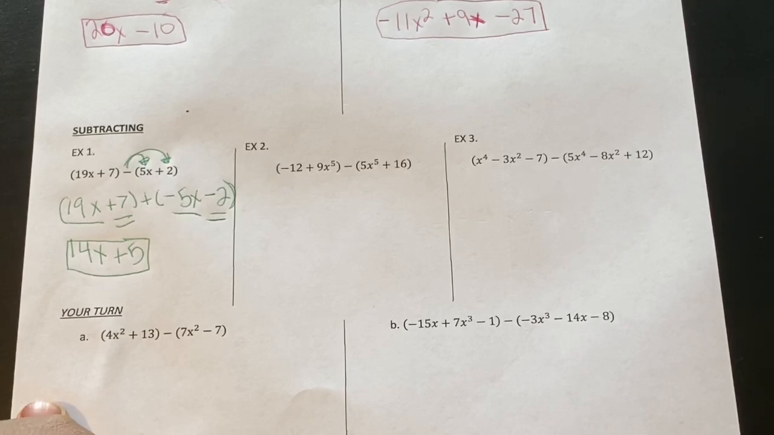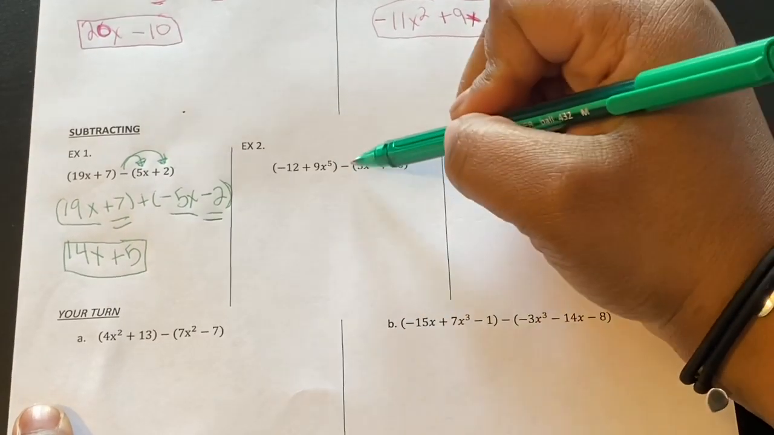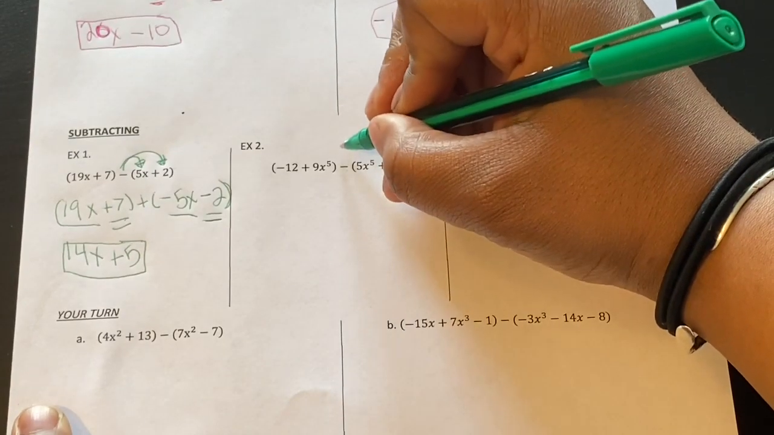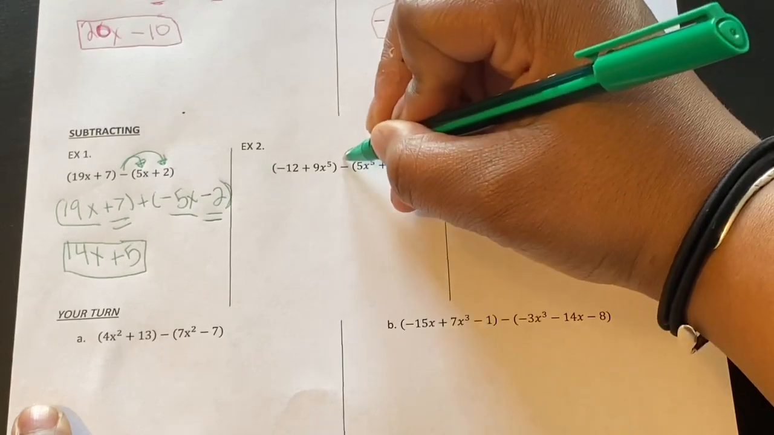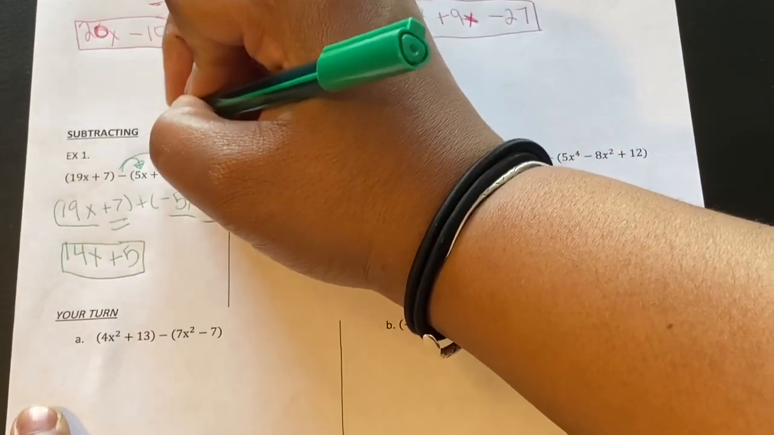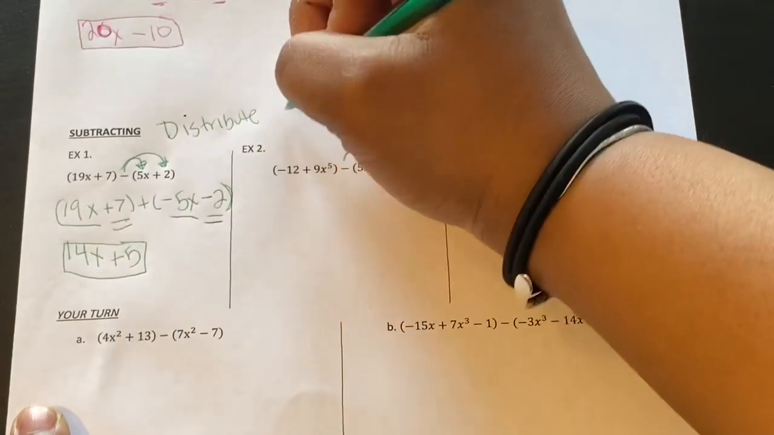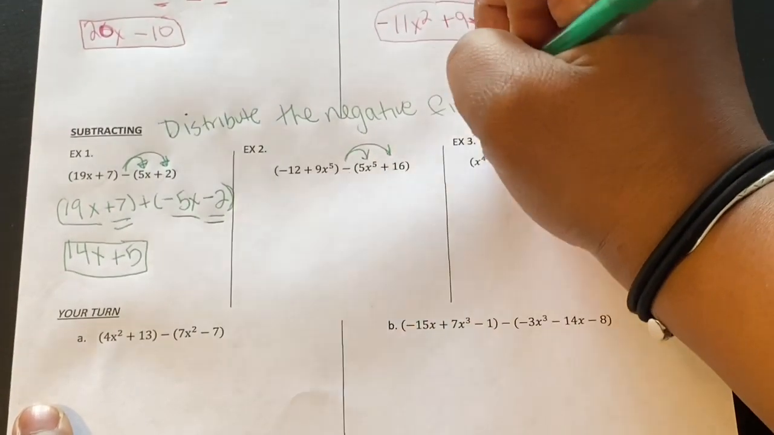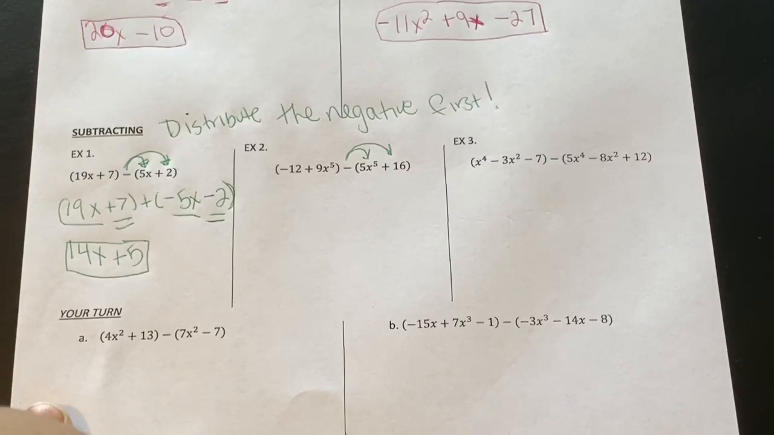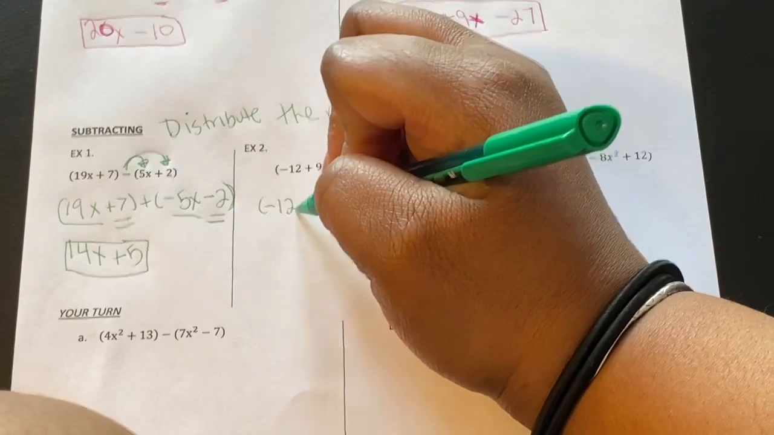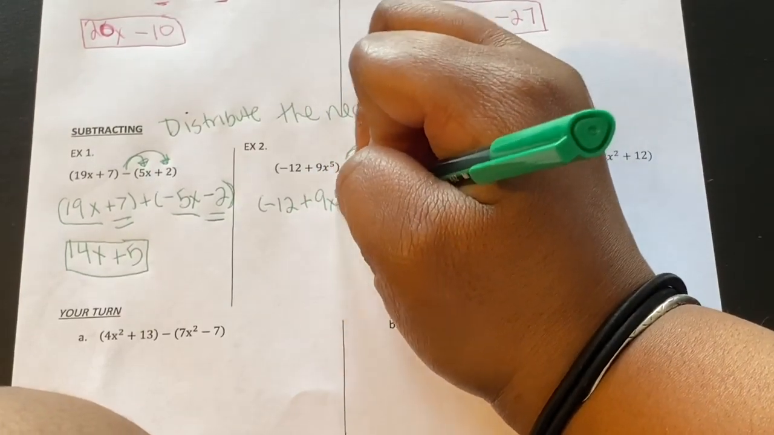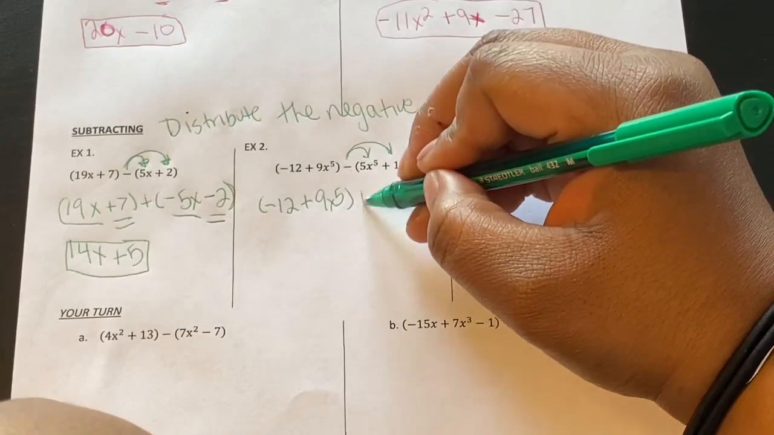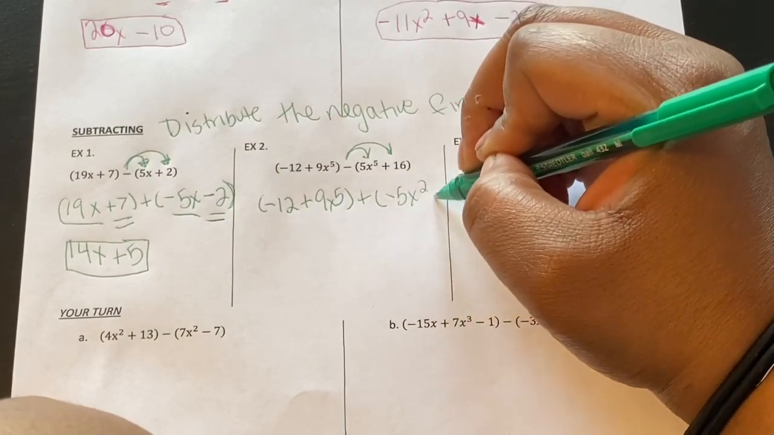Again, I have negative 12 plus 9x to the 5th power minus 5x to the 5th power plus 16. First things first, always distribute the negative. Let me write that up here. Distribute the negative first. That's the key here for subtraction. So the first set of parentheses stays the same. The second set of parentheses is going to change the sign of everything inside. So it becomes negative 5x to the 5th minus 16.